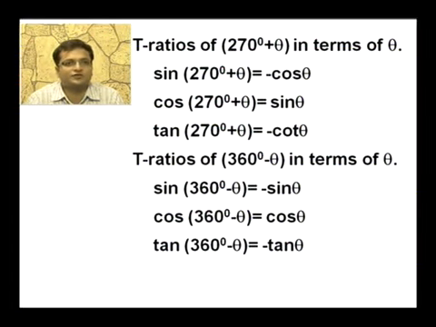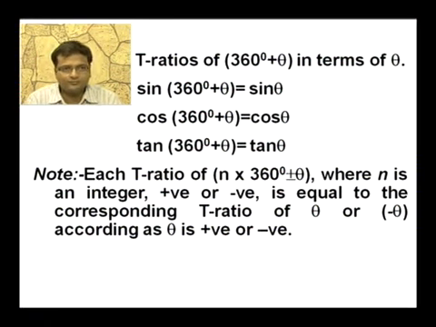And trigonometry ratios of 360 degree minus theta in terms of theta. 360 degree minus theta lies in the fourth quadrant. So sin 360 minus theta: in the fourth quadrant, sin is negative, so negative sign is there, and with 360 degree sin will remain sin, so it is minus sin theta. And cos of 360 degree minus theta is cos theta. Here is positive sign because in the fourth quadrant cos is positive, and tangent of 360 minus theta is minus of tangent theta.